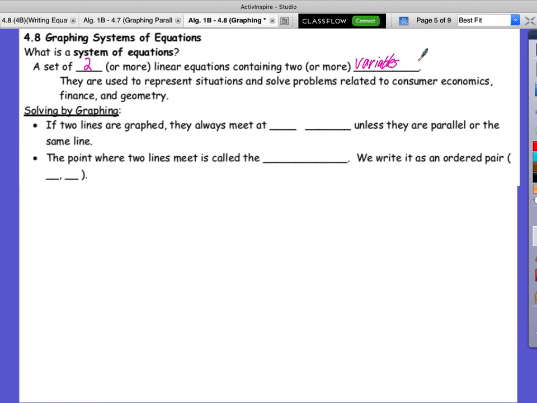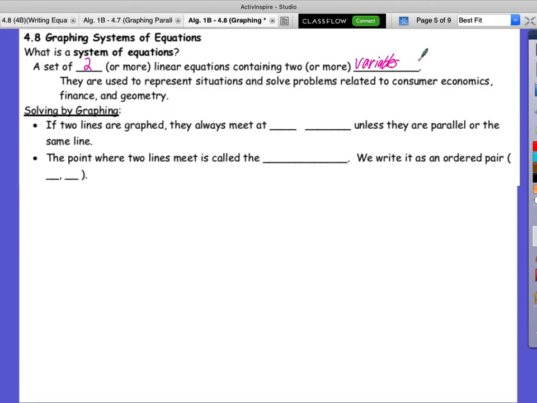Now we have some different ways we're going to learn to solve. This is the one we're going to learn today. It's called solving by graphing. We've been dealing with a lot of graphing this chapter, right? We've been graphing lines all the time, just learning totally different ways to graph lines. So we're going to solve by graphing because we know how to graph.